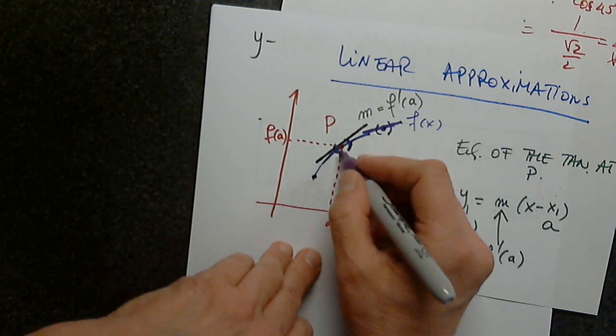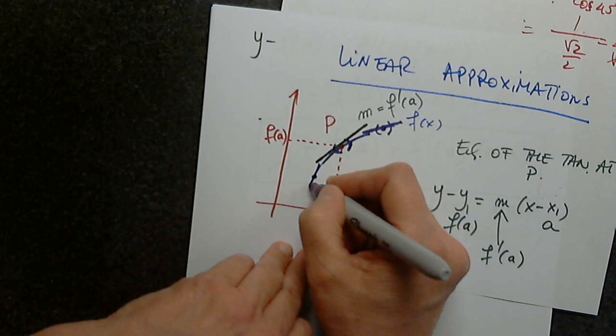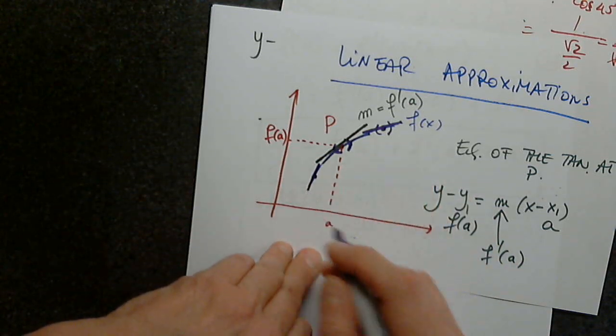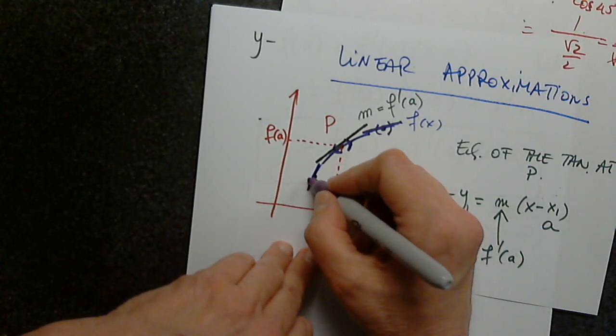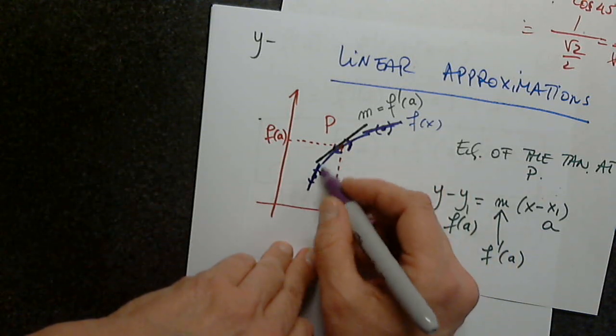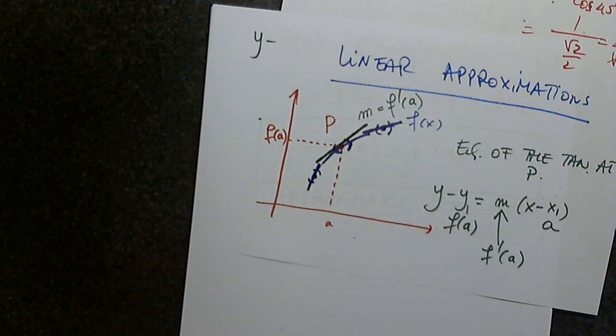What about here? Can I use any of this? No. I have to draw another tangent. I have to determine another function, and I will say near this point, if I use the function or its tangent, I will get a good approximation. But as you see, it has to be near that point.